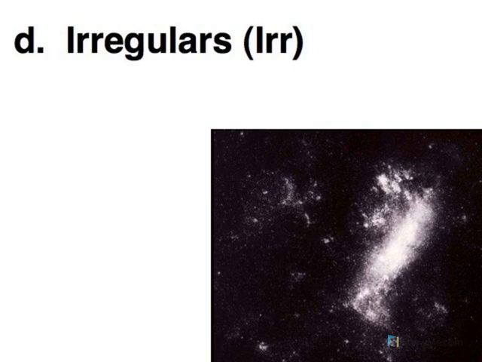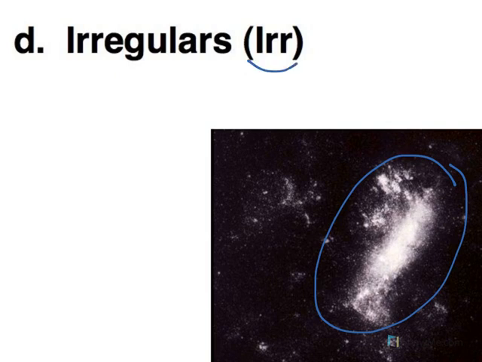Irregular galaxies. When Hubble was classifying galaxies, there were some that just did not fit in. And these galaxies he called irregular, and they have the designation IRR to indicate irregular.